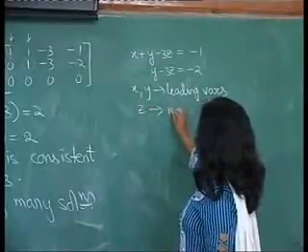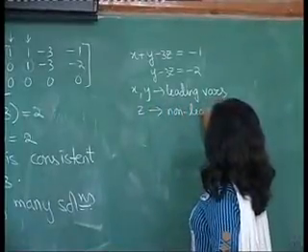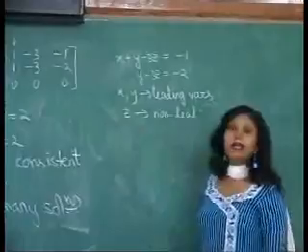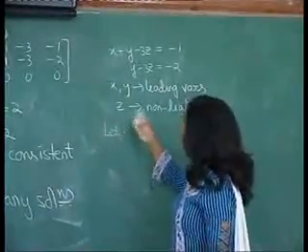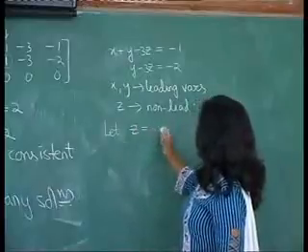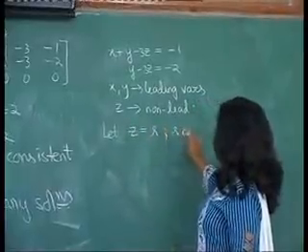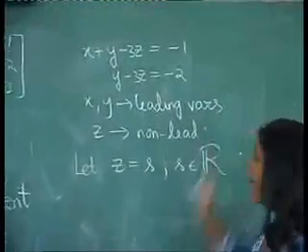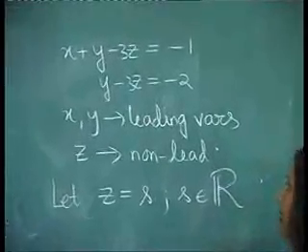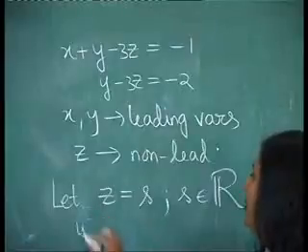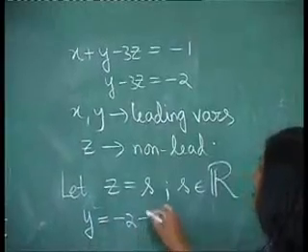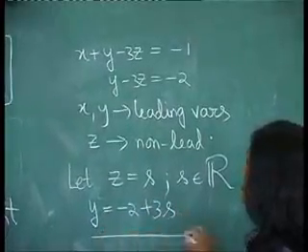So z is a non-leading variable, and to the non-leading variable we assign an arbitrary value. That means it's free to take any value. So let z be equal to s, where s can be any real number. Now let's go to this equation. From here I'll get y is equal to minus 2 plus 3s.